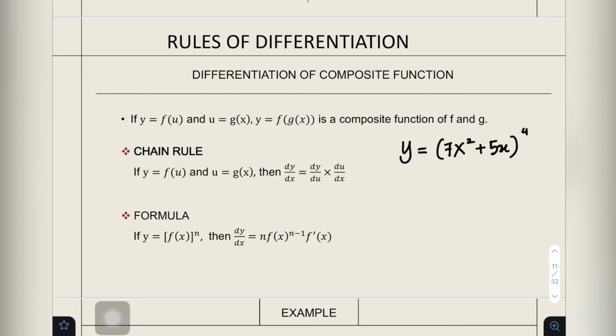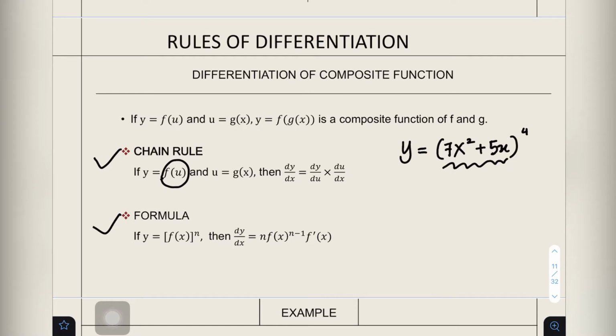So this is called a composite function, and to differentiate it, we need to use some techniques. We have two methods to differentiate the composite function. The first one we call the chain rule, and the second one we call a formula. When we want to use the chain rule, first of all, we let our function y equal to f(u), the function of u, and the one inside the bracket is our u.